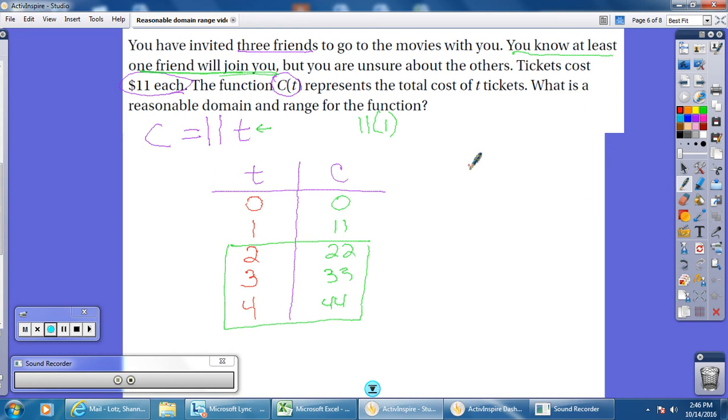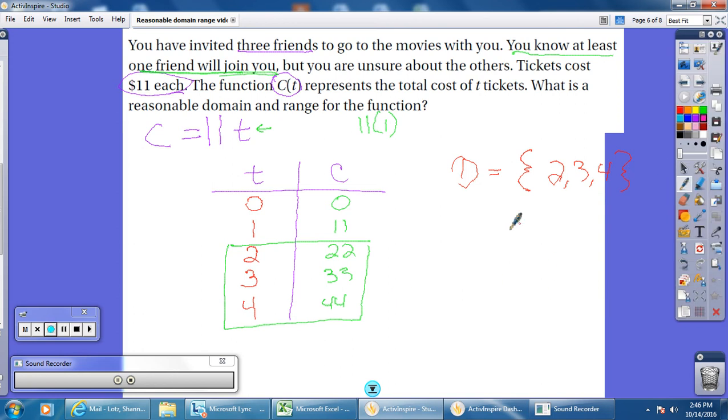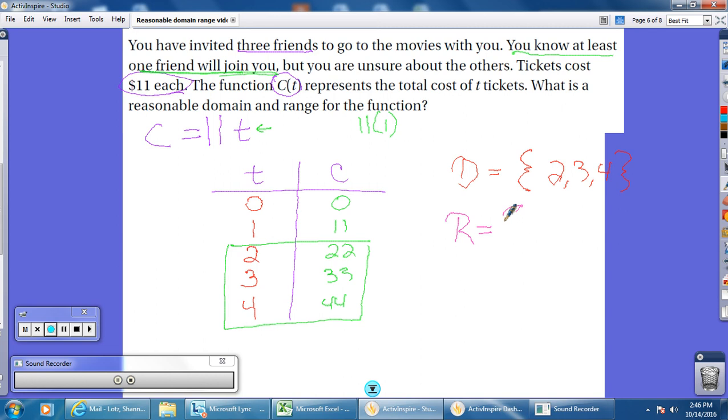So now, my domain. Now this is different. My domain is now not x's between 2 and 4 because these are people, right? This is discrete. Remember, this is discrete. The paint is continuous. This is discrete. So this is just a list of points. So my reasonable domain will be 2, 3, and 4. That's going to be my reasonable domain. Okay? Now let's look at my range. My reasonable range is going to be 22, 33, and 44. And close my brackets.